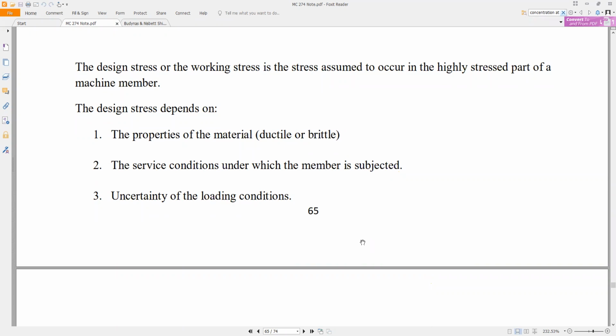So let's say you're operating a member 24 hours a day.